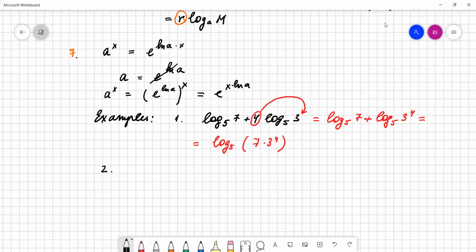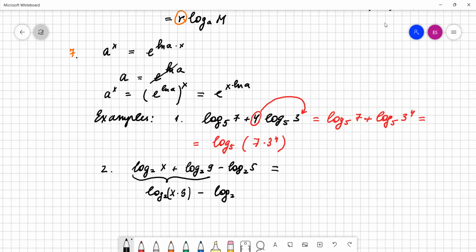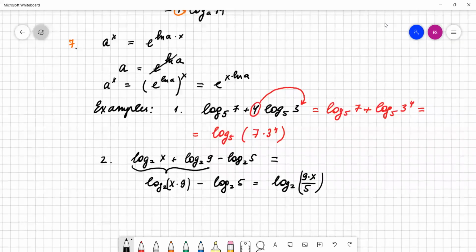Well, let's do a little bit longer. Logarithm with base 2 of x plus logarithm with base 2 of 9 minus logarithm with base 2 of 5. If you have three expressions, remember that you can convert the sum into a product of x by 9, logarithm with base 2. And the difference is converted into a ratio. So logarithm with base 2, 9x, this is 9, and 5 is supposed to be in the denominator because it has minus. So we converted it to one expression.